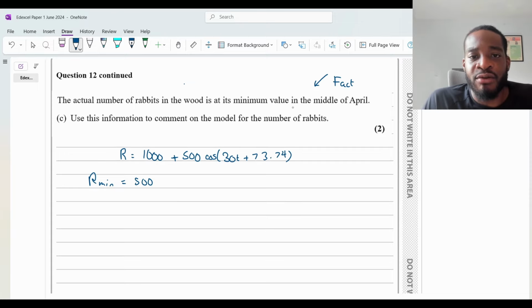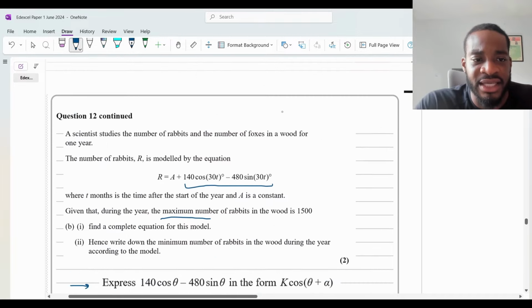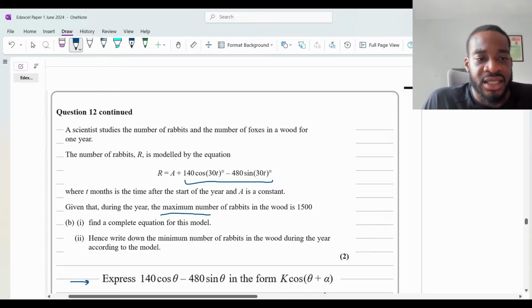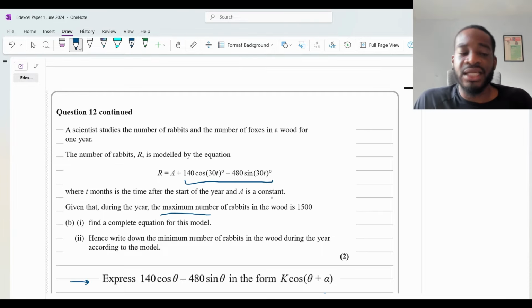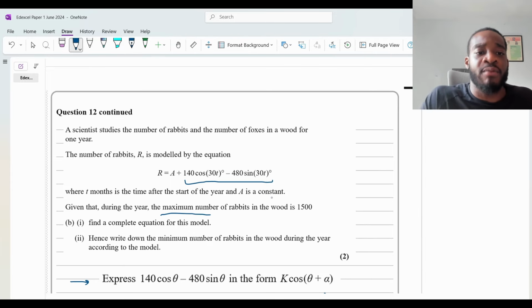Well, they said it's in the middle of April. What value of t is that for? Let's have a look at what they define t to be. They said t months is the time after the start of the year. The year starts in January. So 1 month would be February, t equals 1. 2 months would be March. 3 months would be April. 3.5 months, the middle of April, would be 3.5.